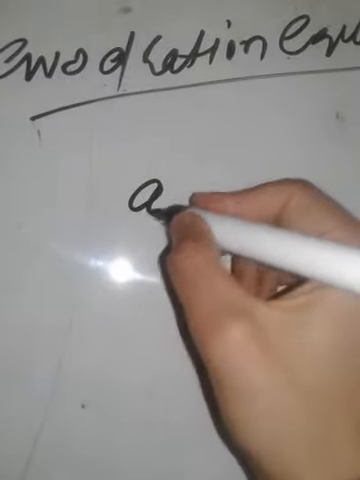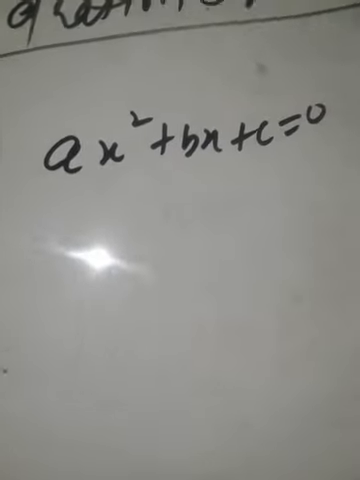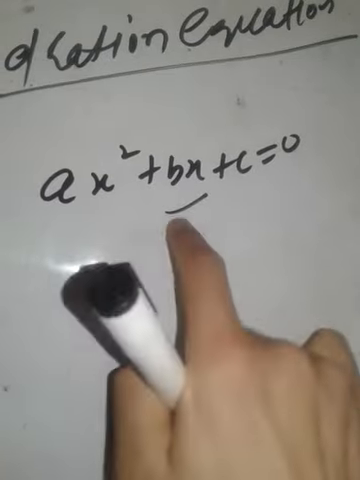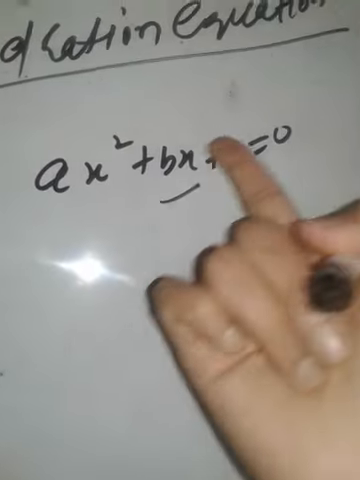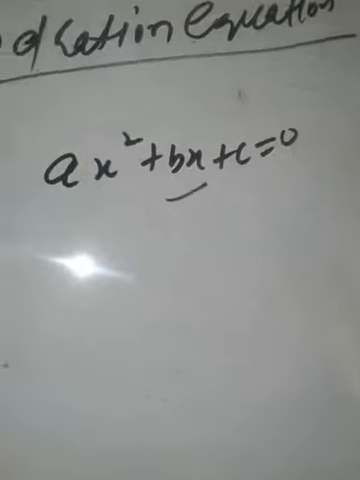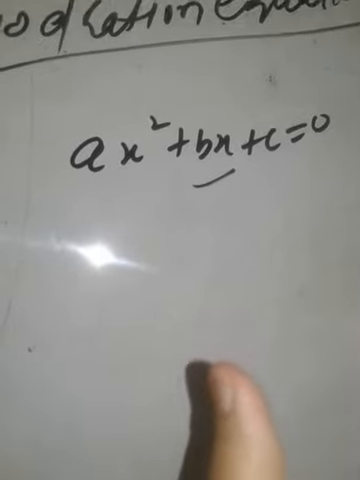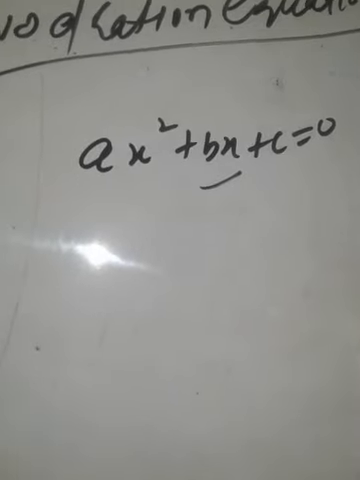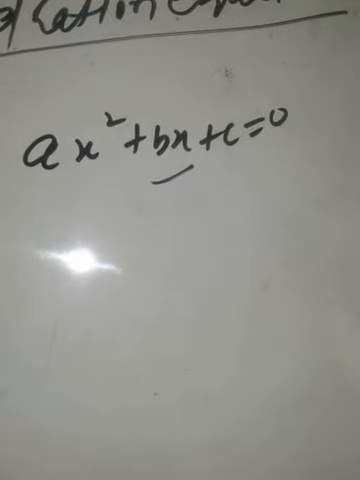Now listen, you know the general formula for a quadratic equation: ax square plus bx plus c equals 0. You have to look at this b and c. b may be minus, c may be minus. You know it very well. These are constants. Remember this. You have to just remember one rule, and with it you can solve any quadratic equation.